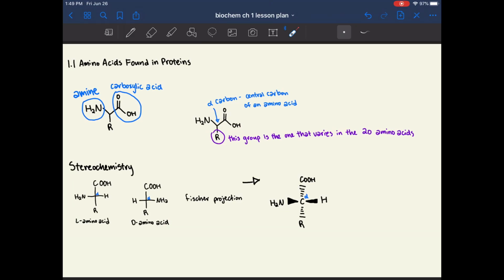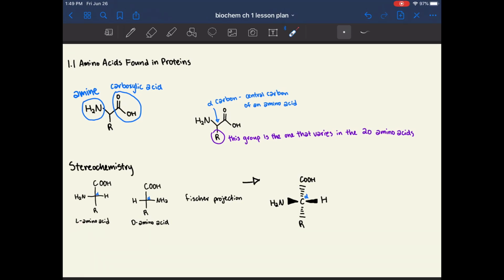So if you remember how to draw a Fisher projection from organic chemistry, if you put the carboxylic acid group on top, the R group on the bottom, you can choose to put the amine on the left, which will give you an L amino acid, or put the amine on the right, which will give you a D amino acid. And all of the amino acids in our body are found predominantly in the L form.